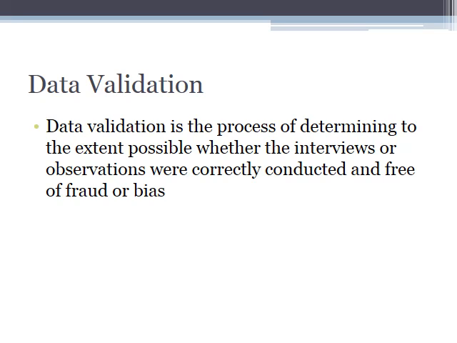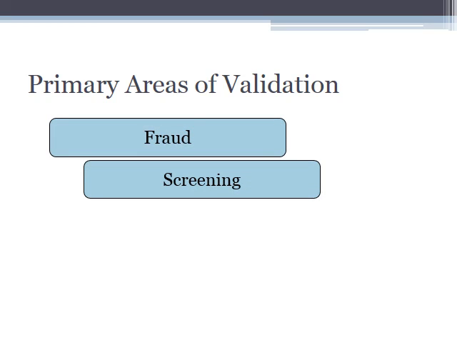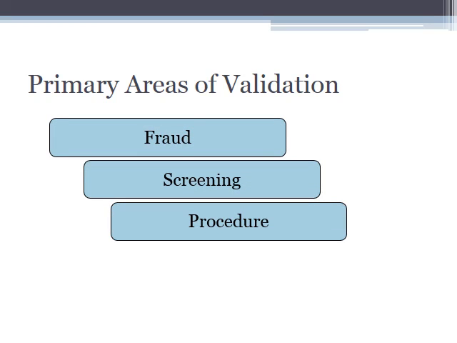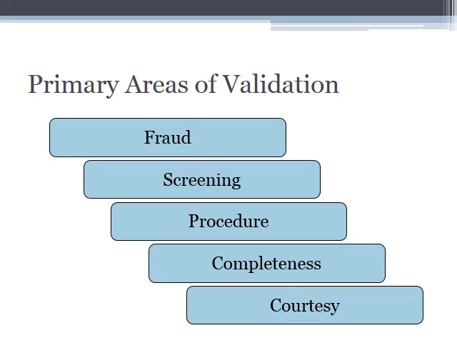I can look to see if the same computer was used to fill out every single survey. So we have ways to prevent this when it comes to online surveys, but if it's a paper survey, it's still a little difficult to prevent this sort of thing. We want to make sure that it was all conducted correctly. There's a couple areas that we focus on: fraud, screening, the procedure, the completeness, and the courtesy of the researcher.